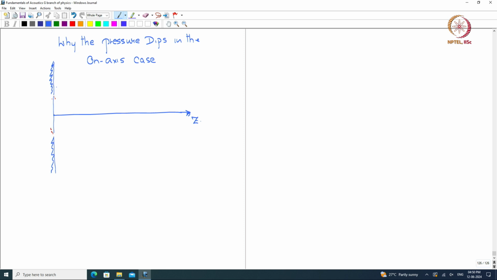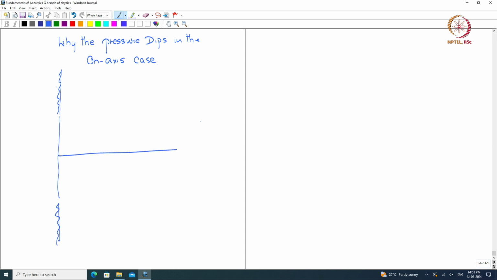Now let me make this bigger. So this is my piston and this is my baffle. This is the z axis. Now this piston is oscillating back and forth with velocity Vn e to the power of j omega t, in unison, this entire piston. This radius is A, a circular piston with radius A.